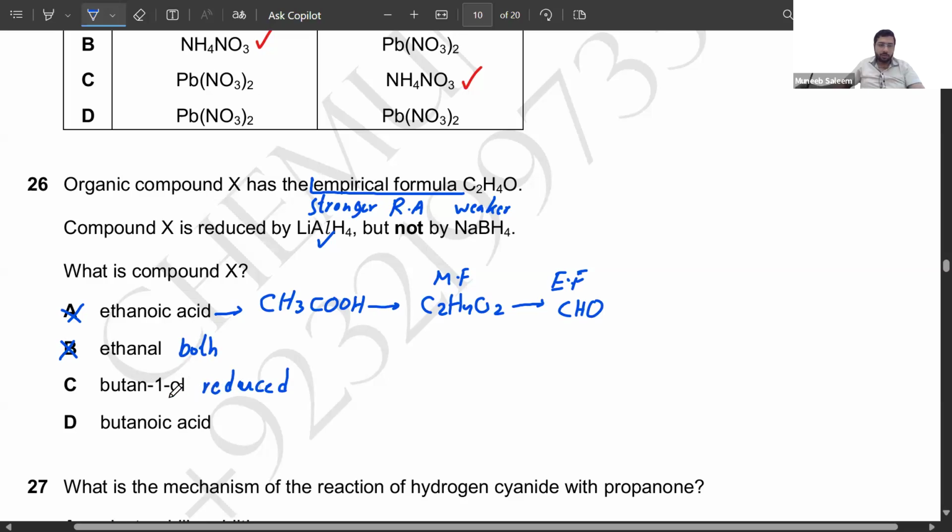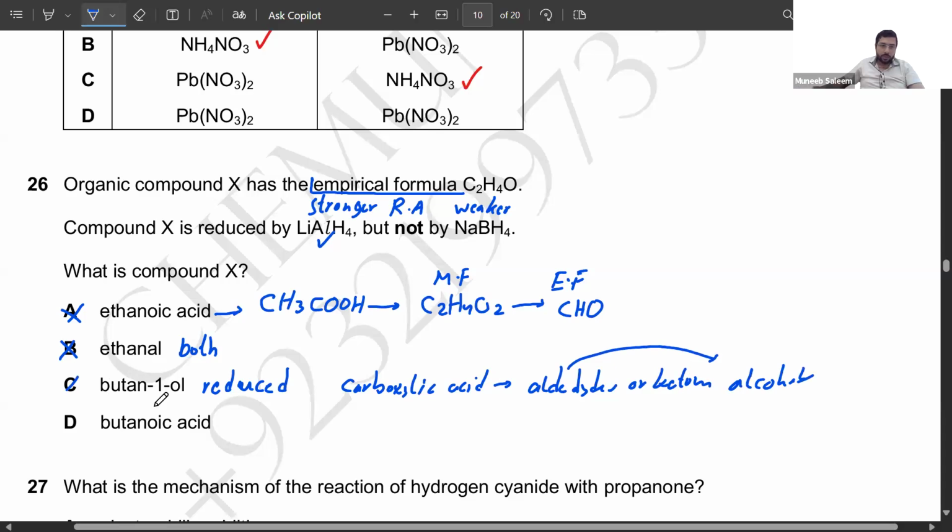It is already a reduced form, because carboxylic acids are first reduced to aldehydes or ketones, depending upon the structure, and the aldehydes are further reduced to alcohols.